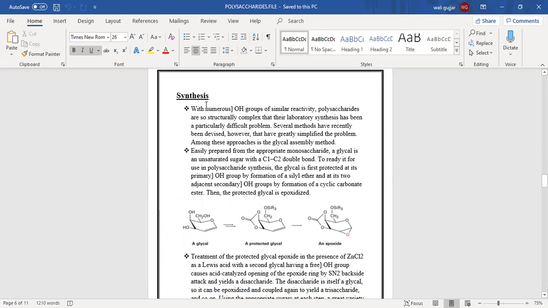What are the methods of their synthesis? With numerous hydroxyl groups of similar reactivity, polysaccharides are so structurally complex that their laboratory synthesis has been a particularly difficult problem. Several methods have recently been devised, however, that have greatly simplified the problem. Among these approaches is the glycal assembly method.